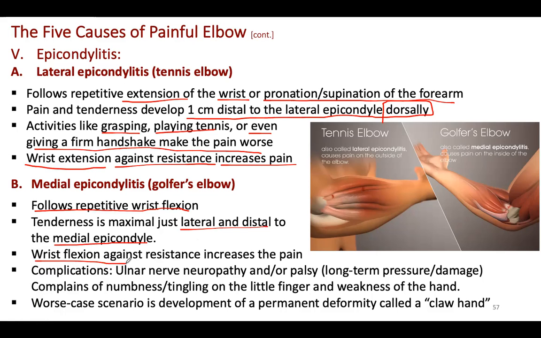See the difference? How to test for medial epicondylitis? Wrist flexion against resistance. How to test for lateral epicondylitis? Wrist extension against resistance. Complications: ulnar nerve neuropathy and or palsy, from long-term pressure and damage. Complaints of numbness and tingling on the little finger and weakness of the hand. Worst case scenario is development of a permanent deformity called claw hand, like this. The patient has this deformity in the fingers because of long-term compression on the ulnar nerve. That's medial epicondylitis.